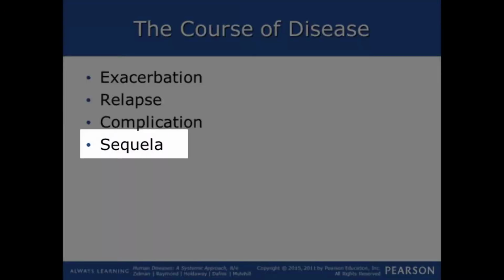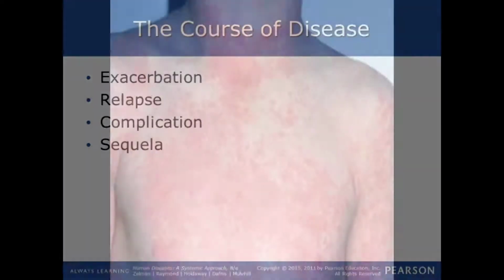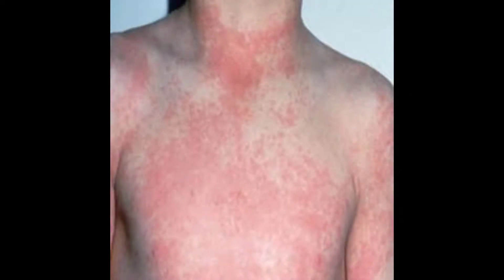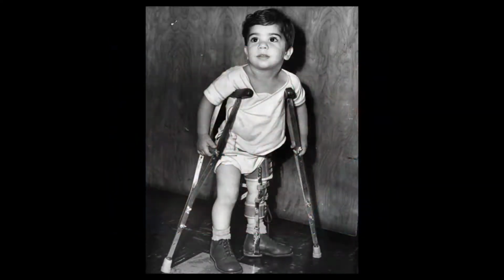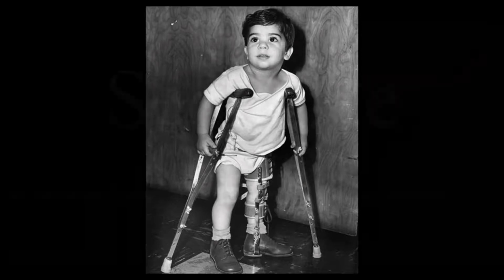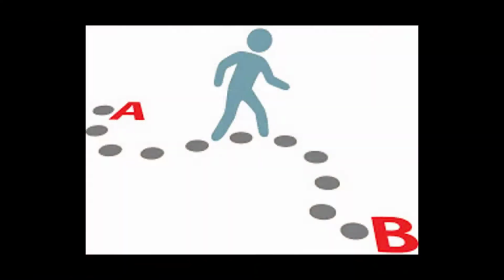And then sequela refers to the aftermath of certain diseases. So certain diseases cause other diseases, if that makes sense. For example, rheumatic fever causes permanent heart damage. Polio causes paralysis. So the heart damage is a sequela of the rheumatic fever, and the paralysis is a sequela of polio. One follows the other.